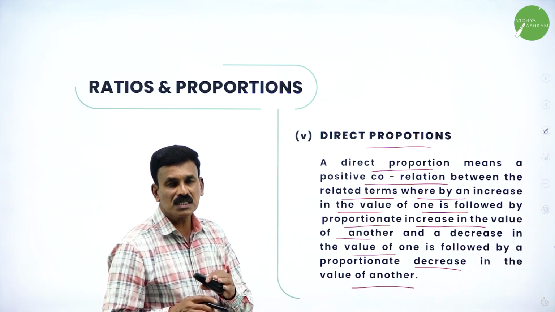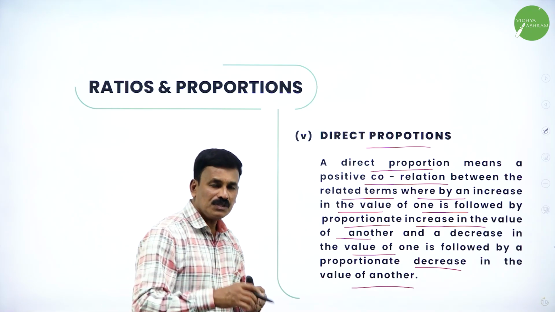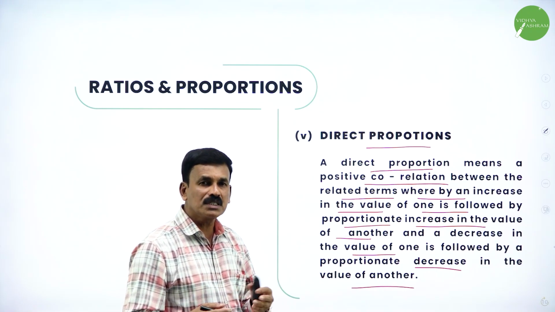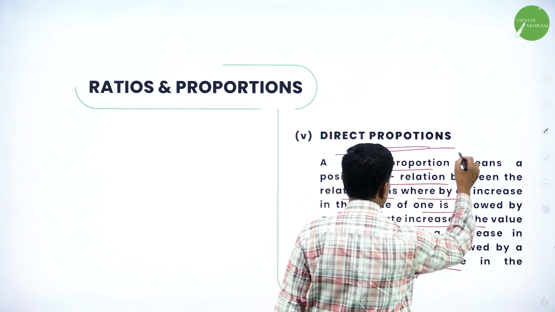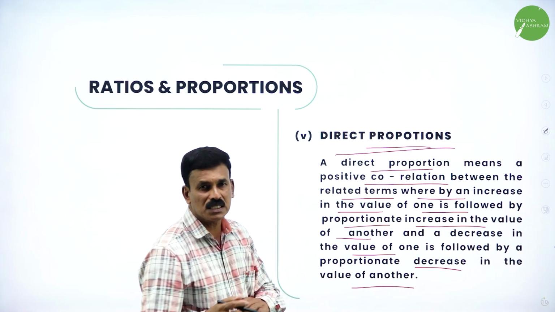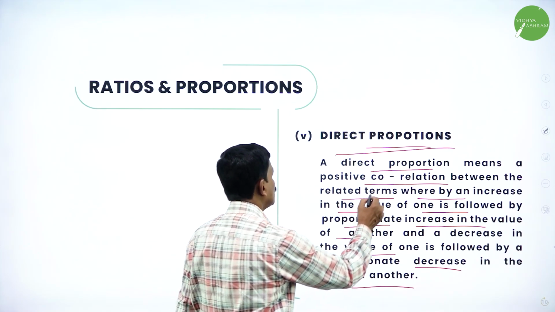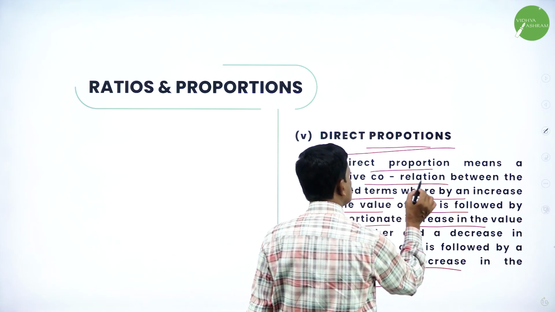So whenever you increase a quantity, then there is an increase. If you decrease a quantity, then there is a decrease. Such a proportion is called direct proportion. It directly depends on the increasing and decreasing. That means a direct proportion means a positive correlation.